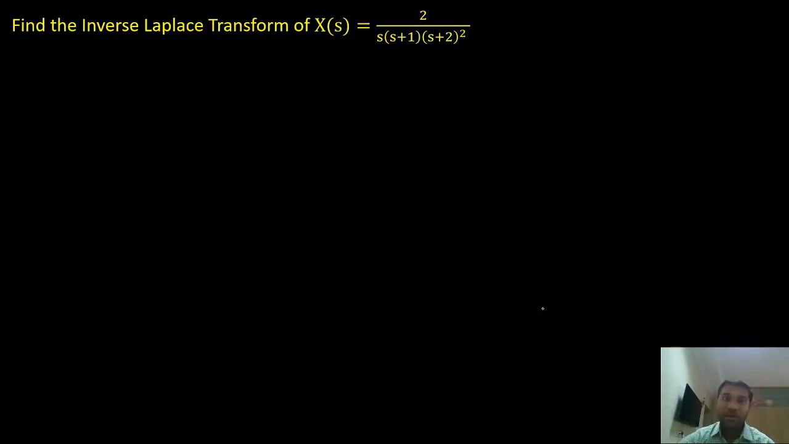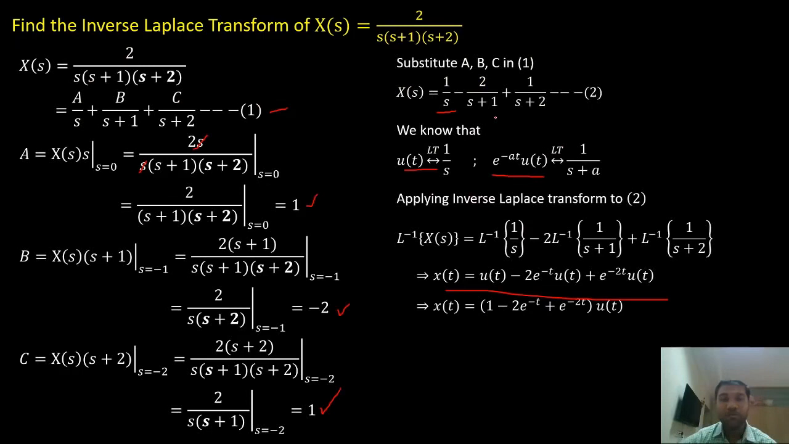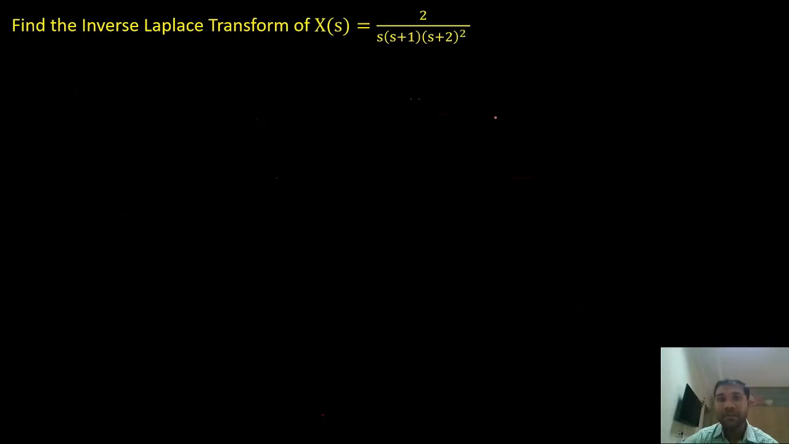Now we look at a different problem, very similar to the previous problem. The only difference is in the denominator I have s plus 2 whole square. Right? Now I have how many roots here? s equals 0 is a root, s equals minus 1 is a root, and s equals minus 2 is a root, but there is a square here. That means there are two roots at minus 2, two poles at minus 2. So in total there are 1, 2, 3 and 4. 4 poles. In total there are 4 poles.